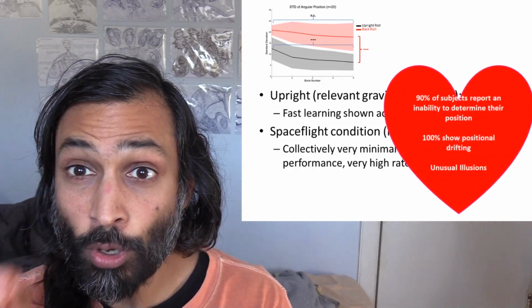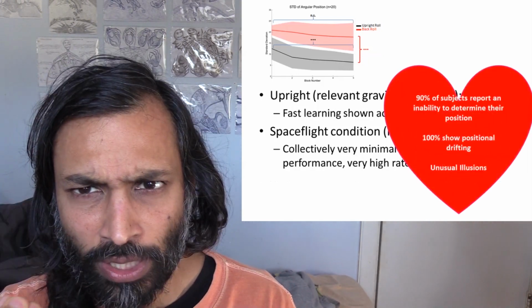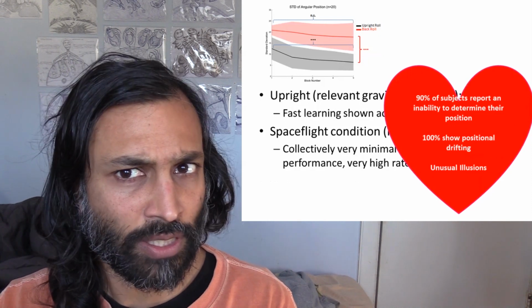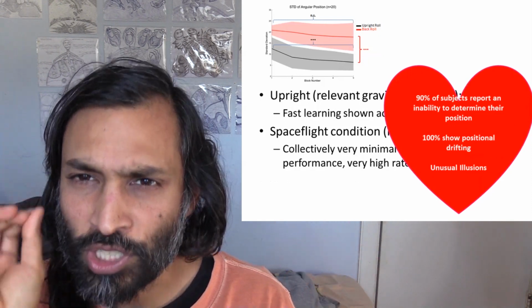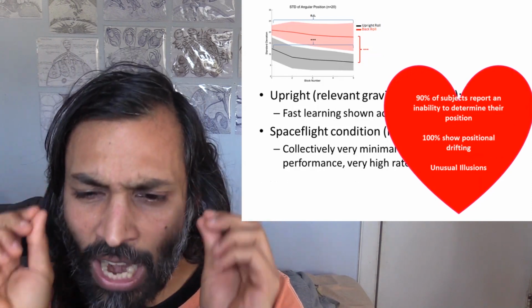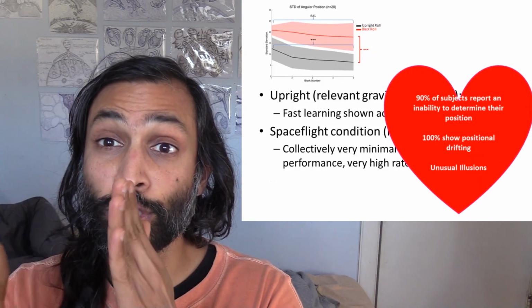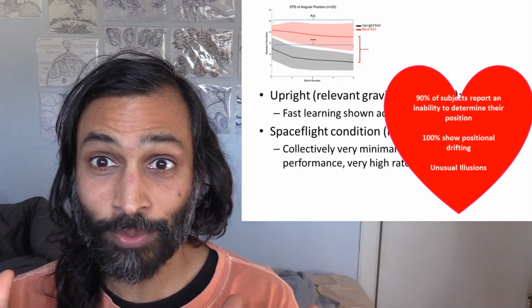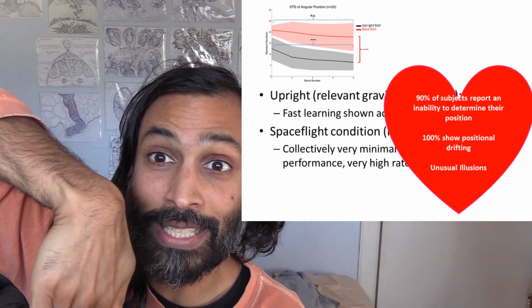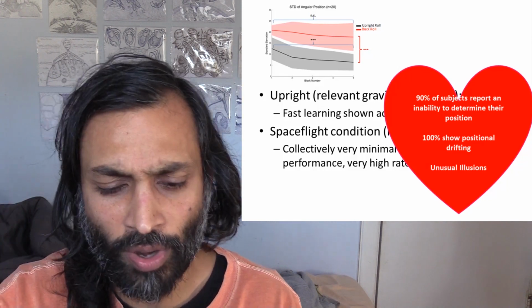And again, just so you emotionally feel how surreal this situation is, 90% of participants say, I don't know where I am, I'm disoriented. 100% of them show it in their data as a characteristic pattern of positional drifting. And 10% report unusual illusions. Some of them will say they feel like they're completely upside down even though they're on their backs.